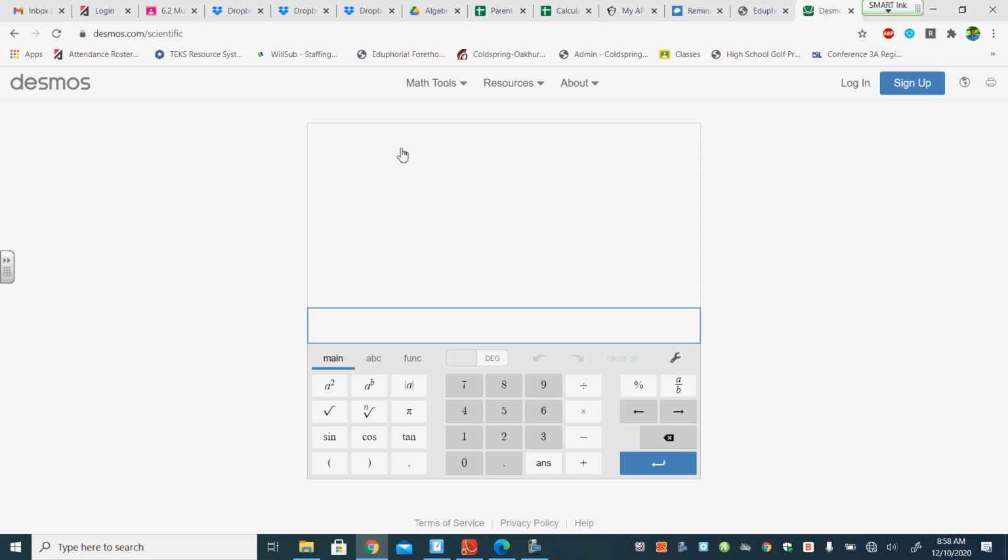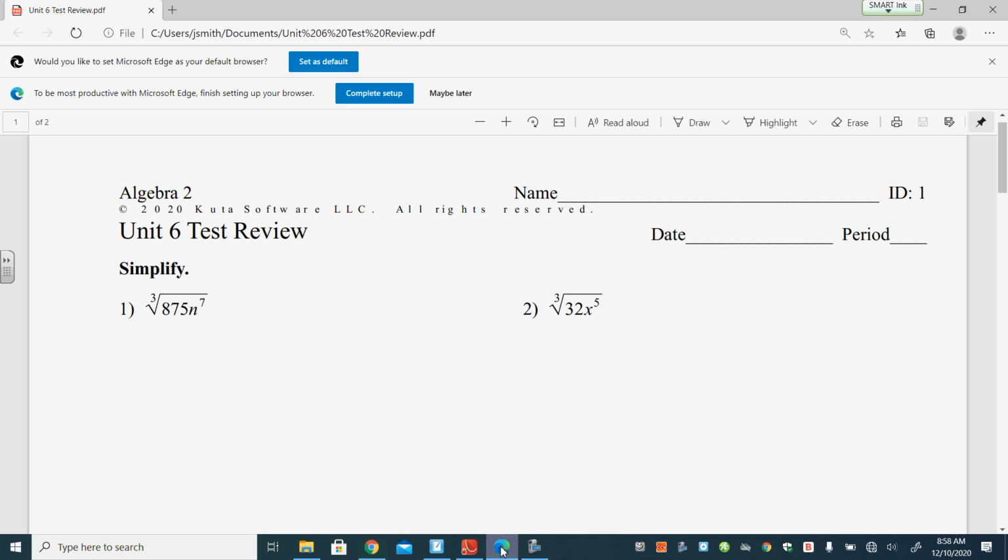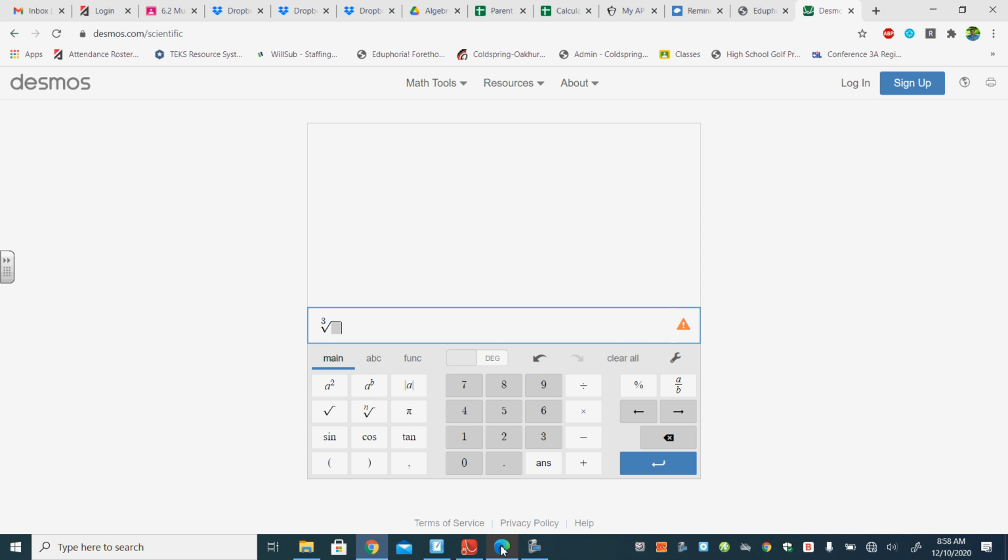Now to make a cube root, you'll see a square root that has a little x right above it. Hit that one. It'll allow you to hit the 3 for the cube root. And then I believe it was 875. So I'm going to type in 875. It gave me a decimal, so therefore I'm going to have to simplify this.